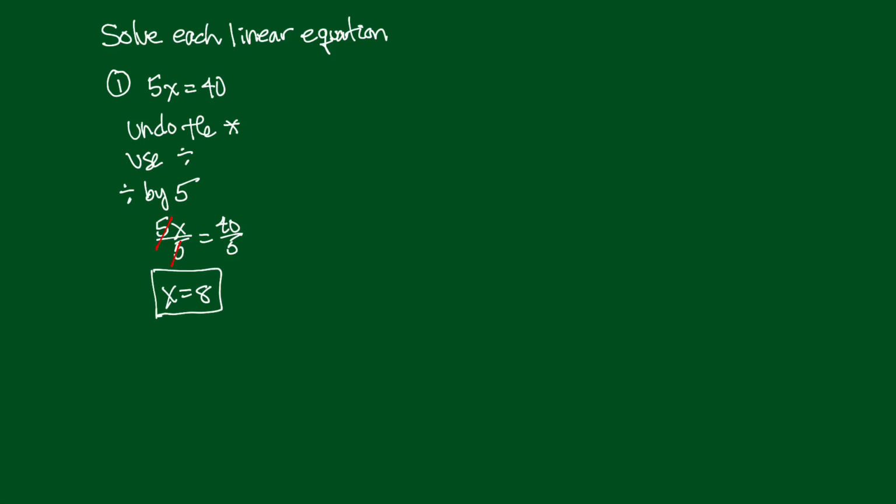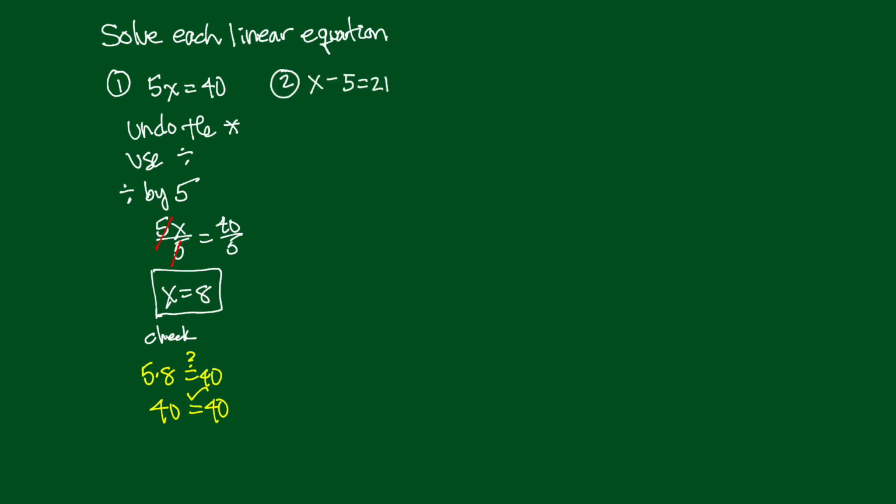Now, we can run a quick check. Should always check, but, I mean, we're supposed to, but we don't always do it. If you put an 8 back into here, what would you get? So I'd have 5 times 8. Is that equal to 40? Well, 5 times 8 is equal to 40. It checks, so now I can actually conclude that x is 8.